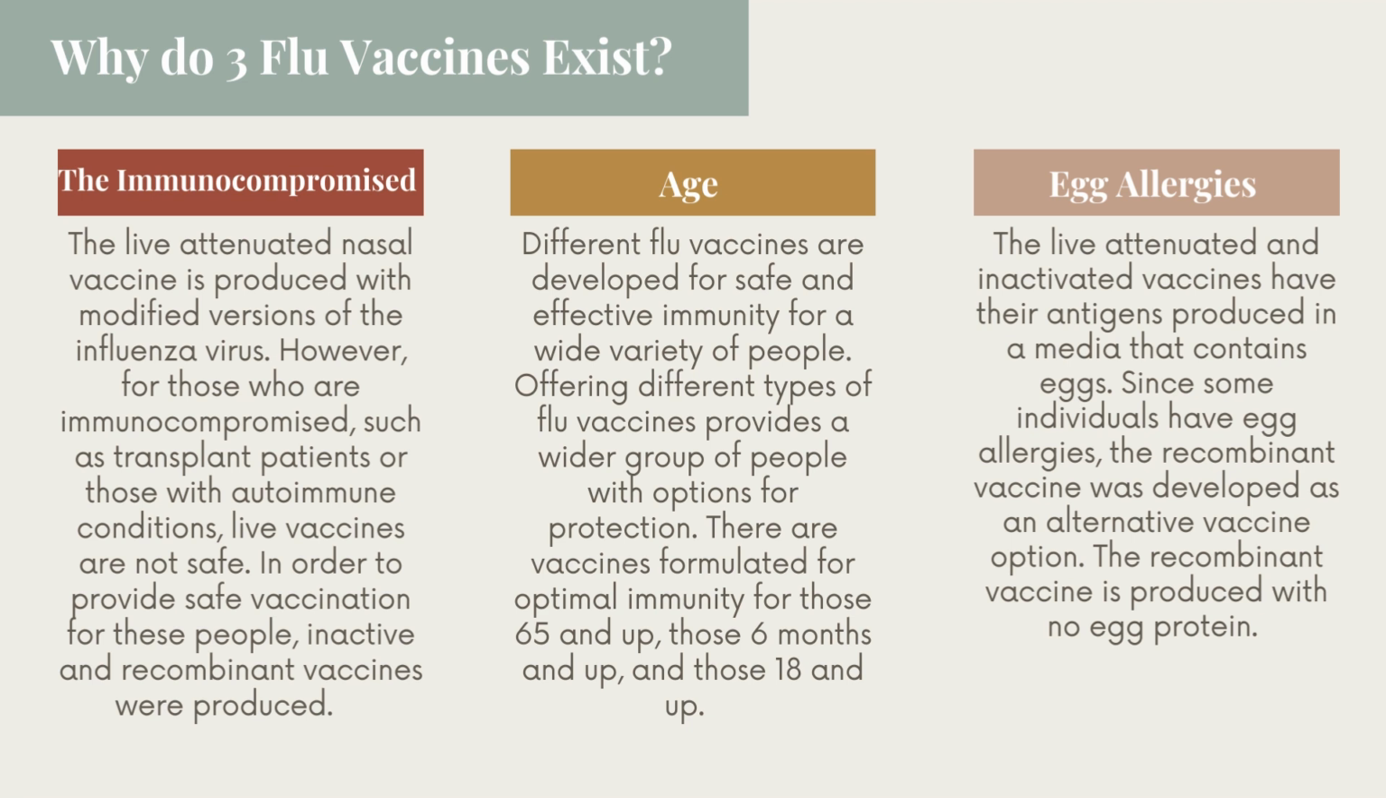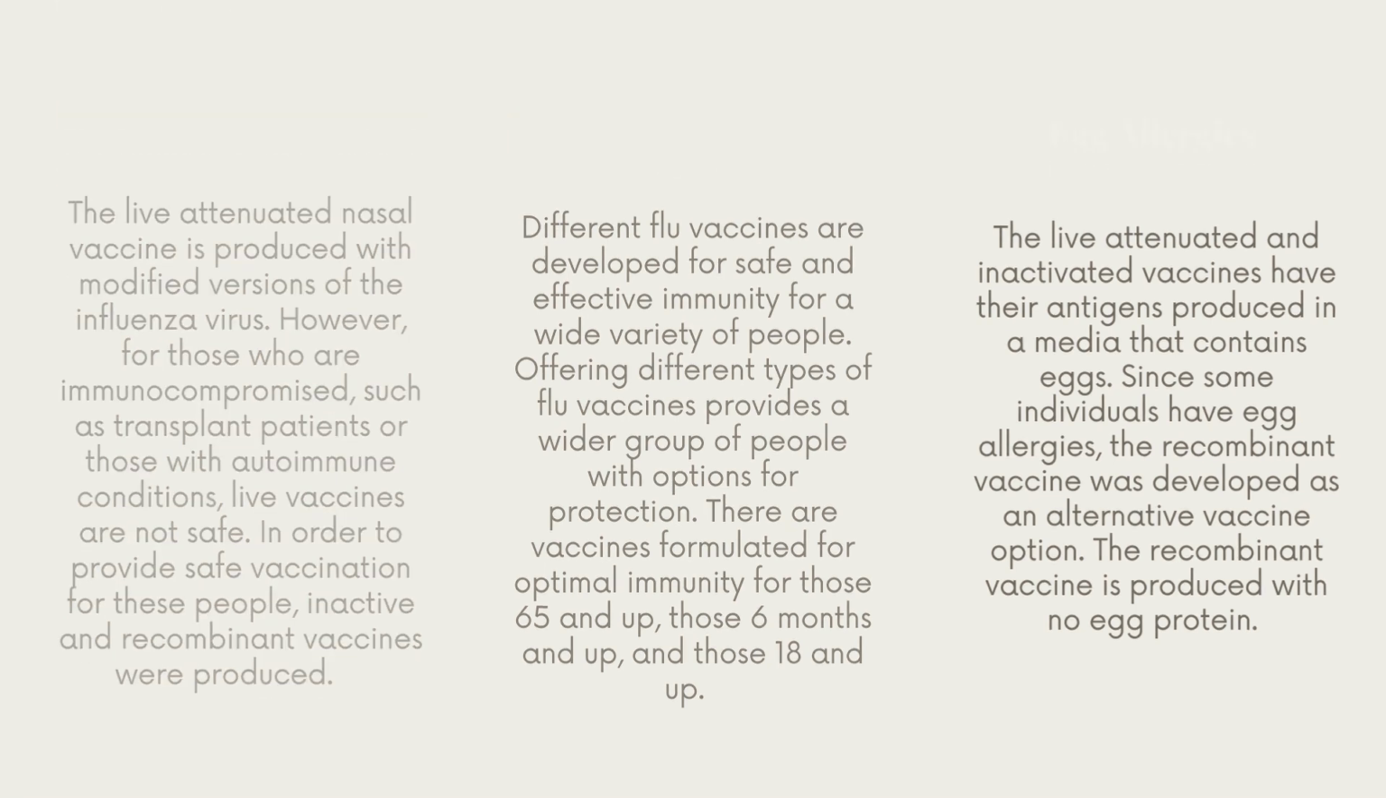The last reason is egg allergies. The live attenuated and inactivated vaccines have their antigens produced in a media that contains eggs. Since some individuals have egg allergies, the recombinant vaccine was developed as an alternative vaccine option. The recombinant vaccine is produced with no egg protein.